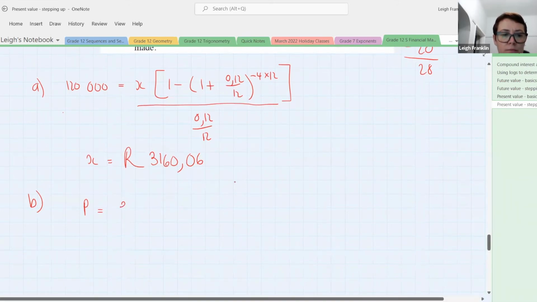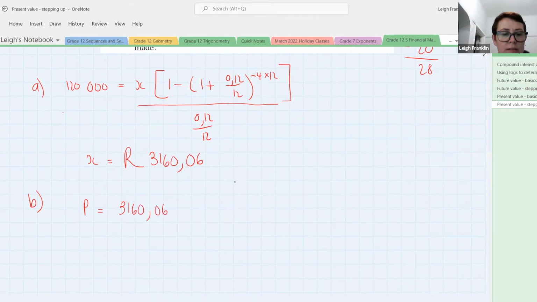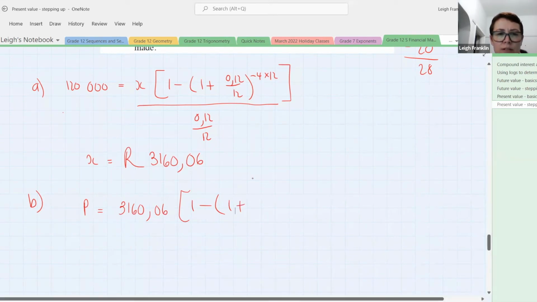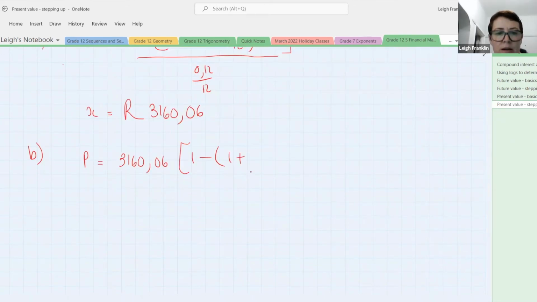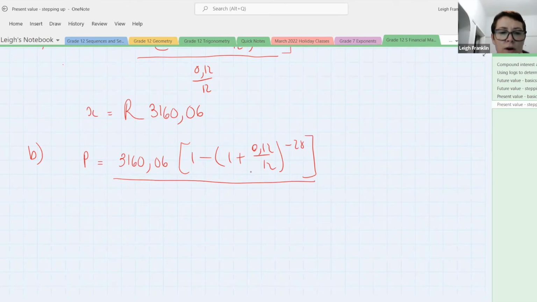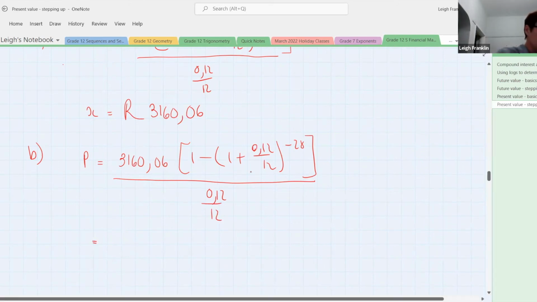All right, so here this is going to be 3160.06, 1 minus 1 plus, what's her interest rate? Is it still 12%? Oh, of course. It's still 12% compounded monthly, so that's 0.12 over 12. She has to make another 28 payments, all over 0.12 over 12. All right, and then we can work out what the answer is. And again, you do that, see what you get.